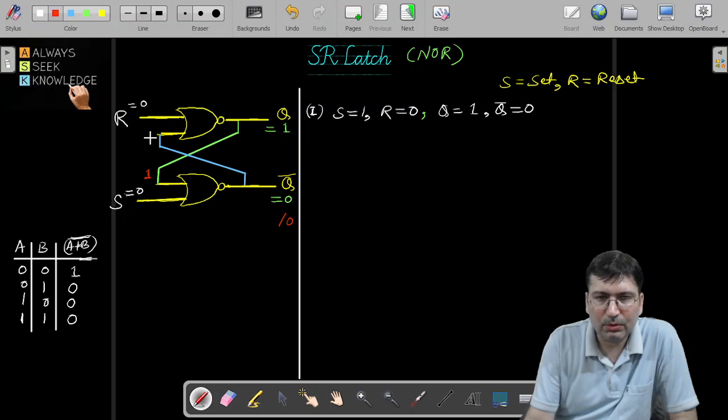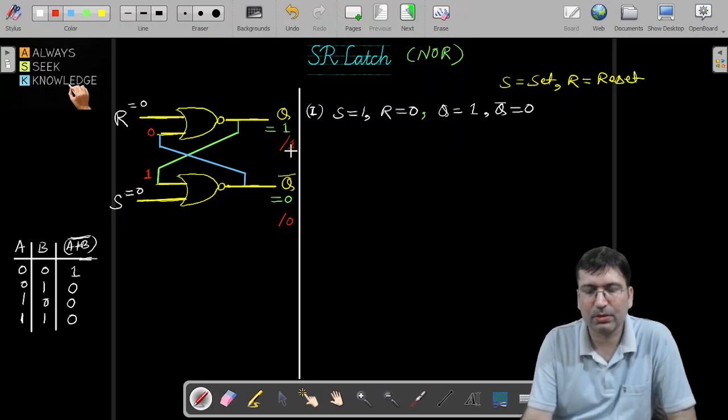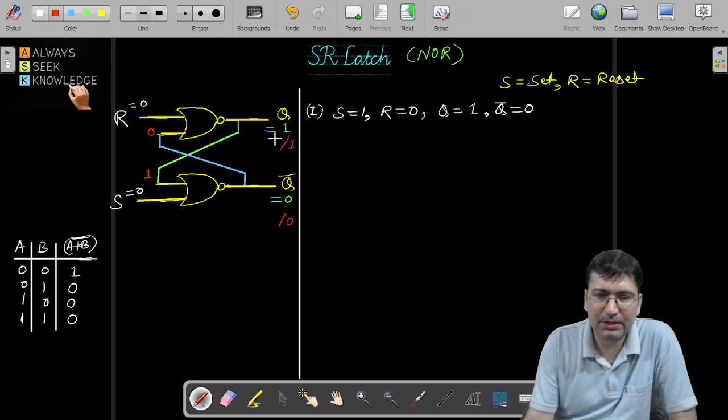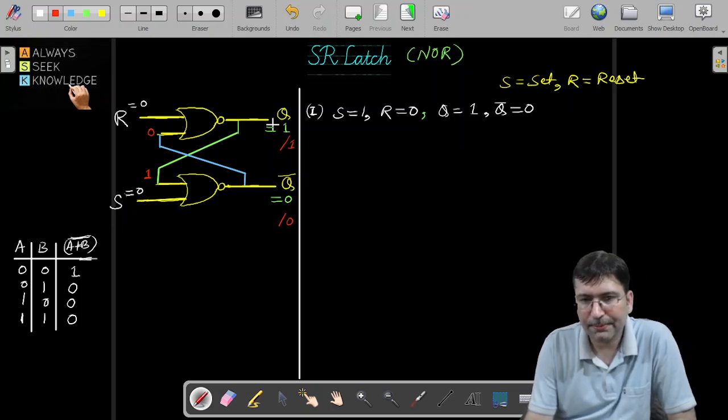Now if this is 0, this 0 will reflect here and this 0 0 will give us 1. So the new state is also 1 here. Q will be 1 and Q bar will be 0. Previously also it was 1 and 0 only. So that means the state is preserved.